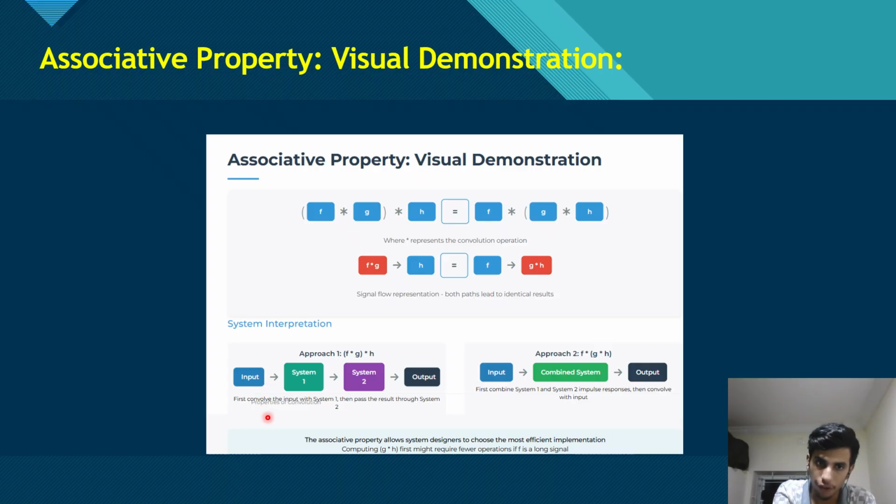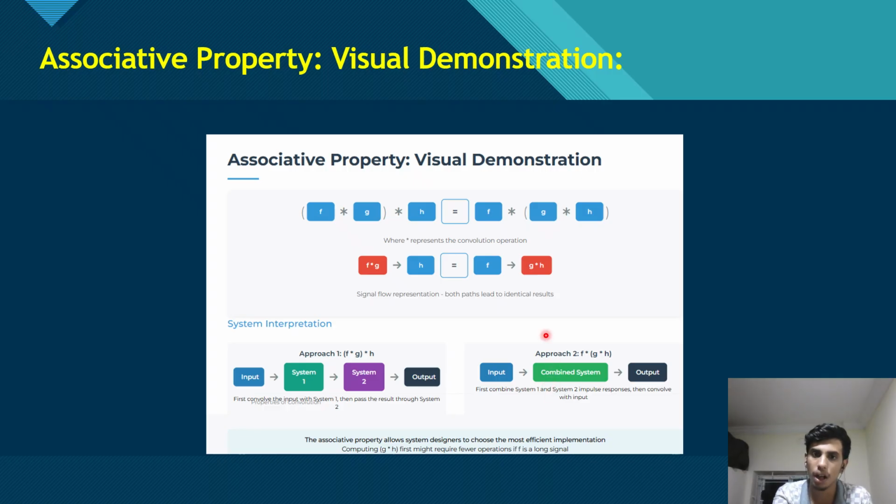Input: first convolve the input with system 1. We will convolve this input with system 1, then pass the result through system 2. When we convolve the input with the system, that means f convolution g, we get one result, and that result we should convolve with h, and then we get another result, which is the output.